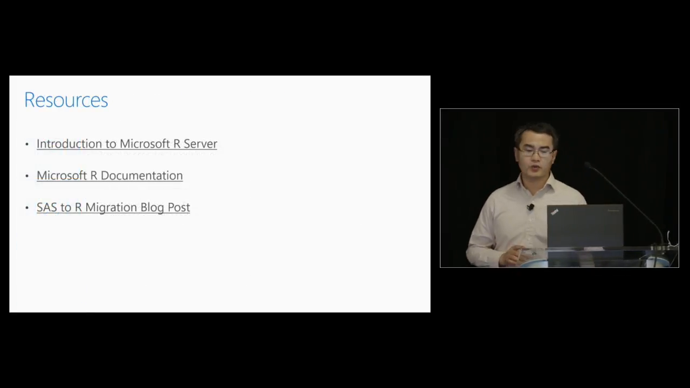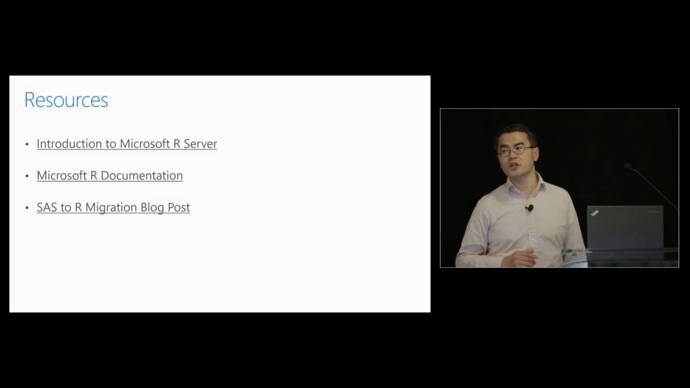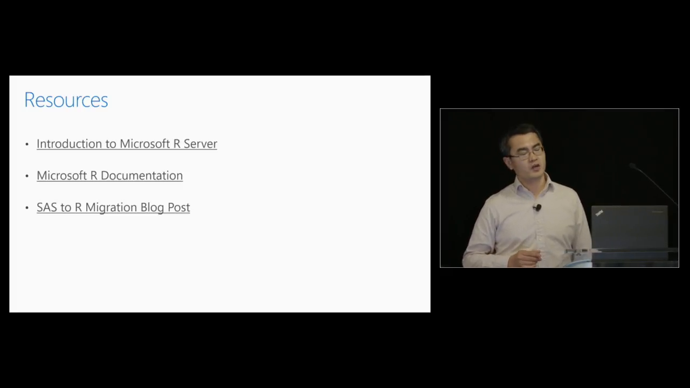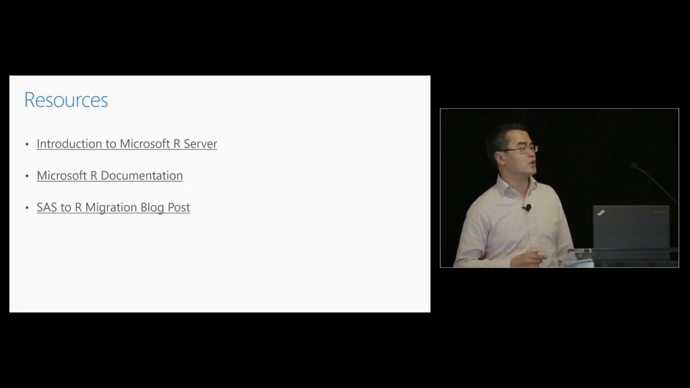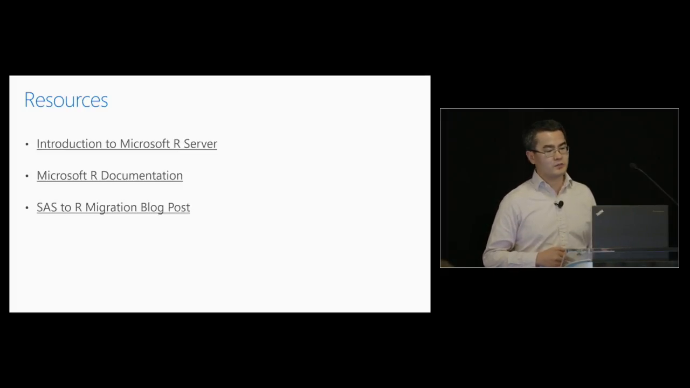Here are some of the resources I want to point out. First one is a blog post that I wrote. This is targeted for data scientists who are familiar with R, but new to Microsoft R. This helps you understand what Microsoft R really is if you already have a background in R itself. Second one is a link to the Microsoft R documentation site, where there's a lot of very useful information about Microsoft R itself. And finally, based on our engagements, we wrote a blog post covering some more examples about SAS to R migration.